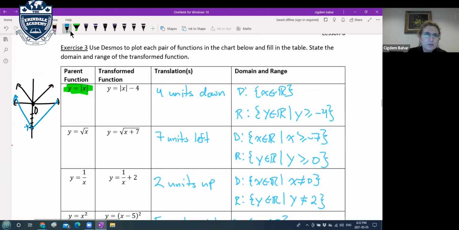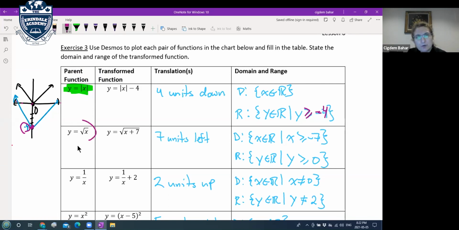Domain, what is the domain? Everything. Everything can be on my x axis. Y depends on the starting point. Check here, y's are starting from negative 4 and going up. So y's are greater than or equal to negative 4. Starting from here and going up.